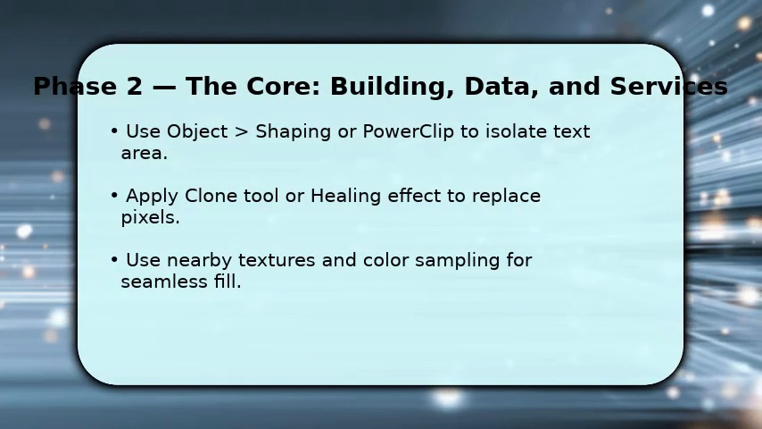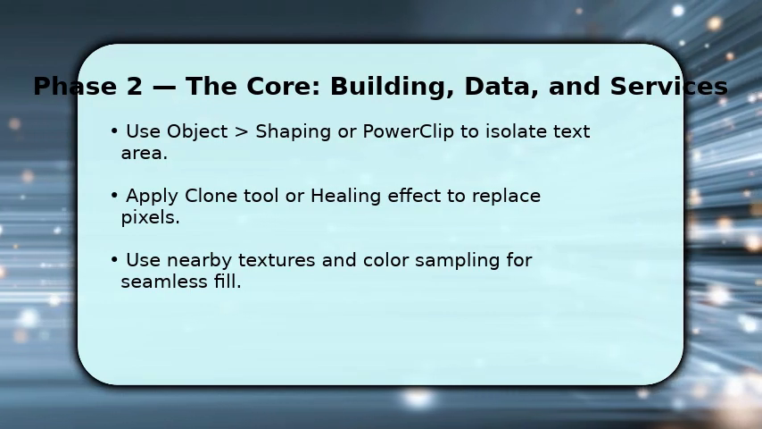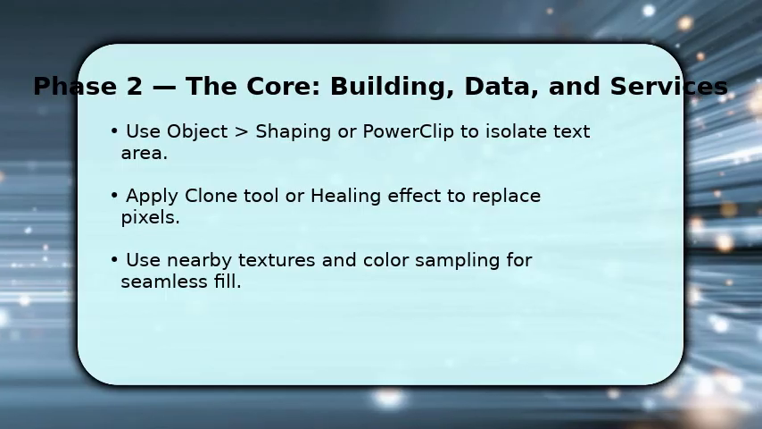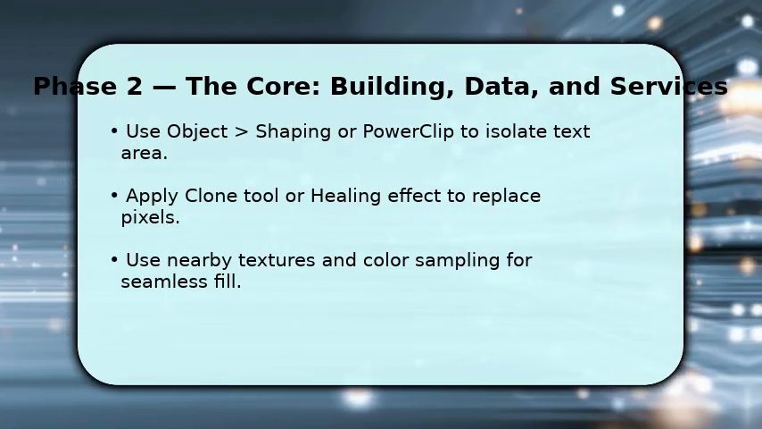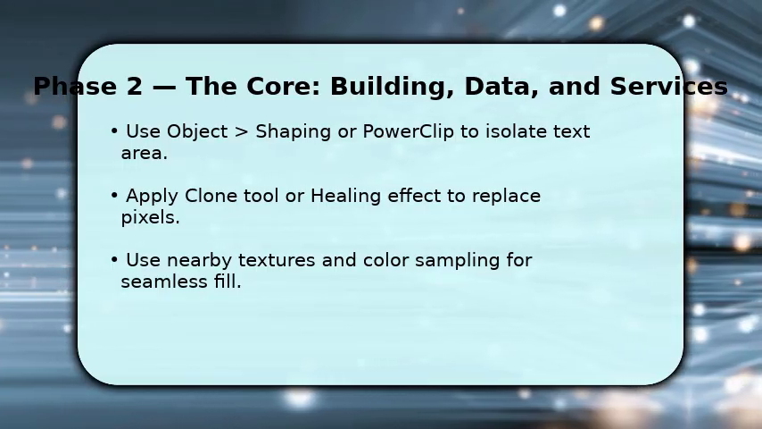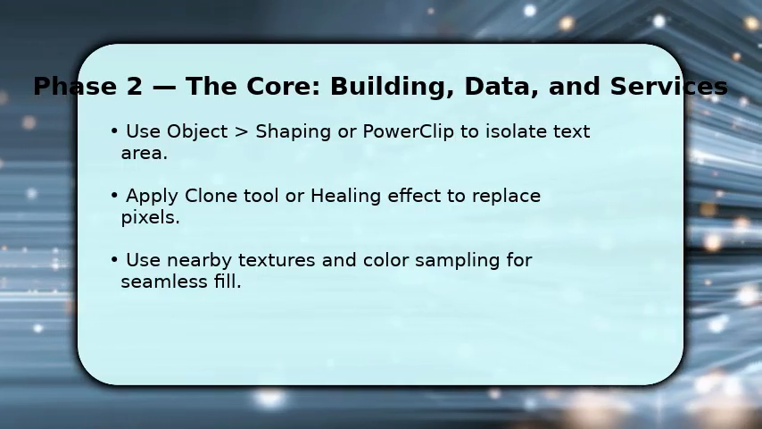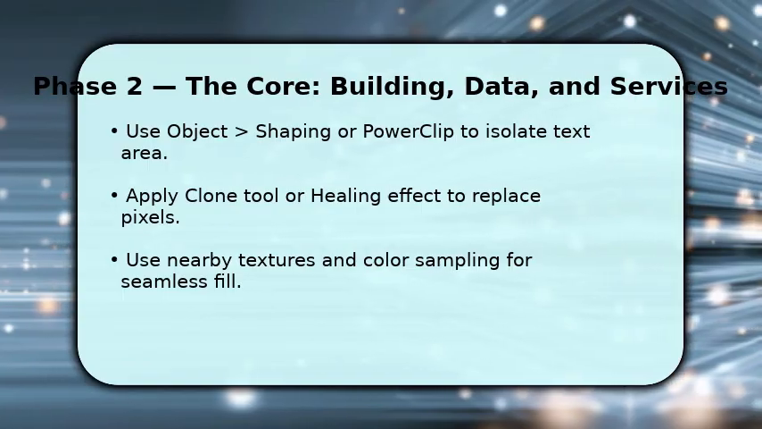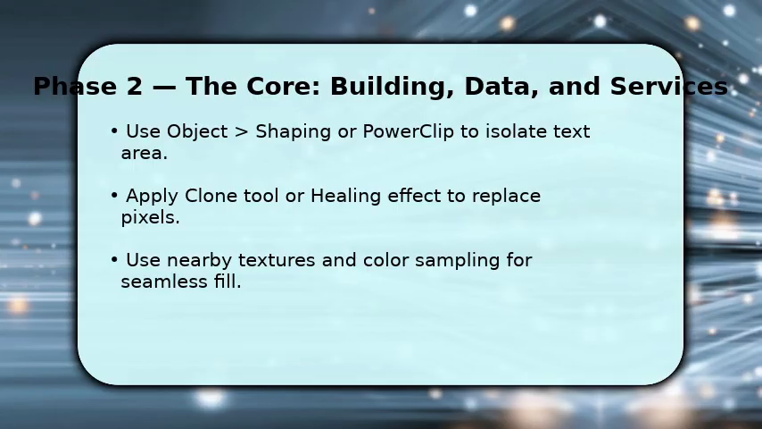Now you remove and reconstruct the background, focusing on fill and texture. Once your selection is isolated, consider PowerClip or shaping to protect surrounding artwork, then use the Photo-Paint Clone tool to sample nearby texture and paint over the text. This preserves grain and lighting.